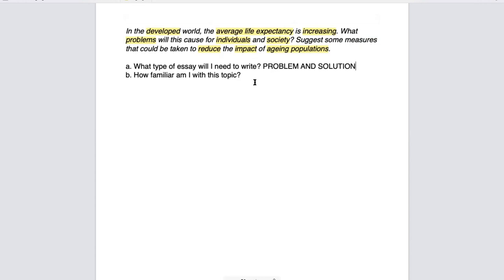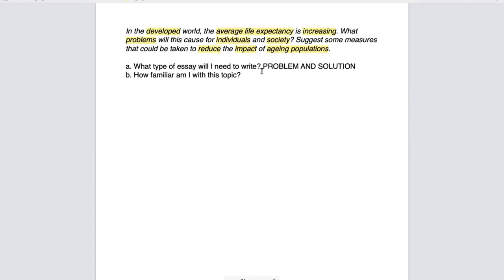Second, how familiar am I with this topic? This will depend on the test taker, but keep in mind that the keywords will help you assess your knowledge on the topic. So really think about everything you know when it comes to aging populations in the developed world. If you find that you don't know anything about this topic, start brainstorming and start thinking of potential problems and potential solutions. Just create them. And if you're a creative person, this will work in your favor. If you're not a creative person and you don't like thinking on your feet, the thing I would tell you is just to keep practicing and try to expose yourself to as many questions as possible, to as many writing prompts as possible before the exam.